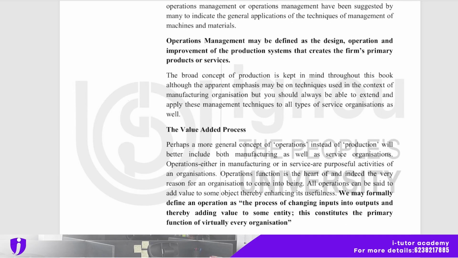Operations management may be defined as the design, operation and improvement of the production system that creates the firm's primary products or services. The broad concept of production is kept in mind throughout this book, although the apparent emphasis may be on the techniques used in the context of manufacturing organizations, but you should always be able to extend and apply these management techniques to all types of service organizations as well.